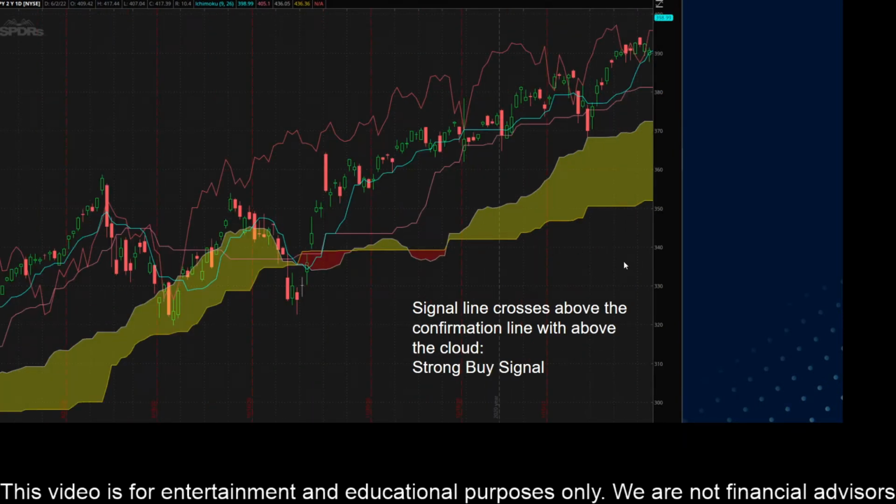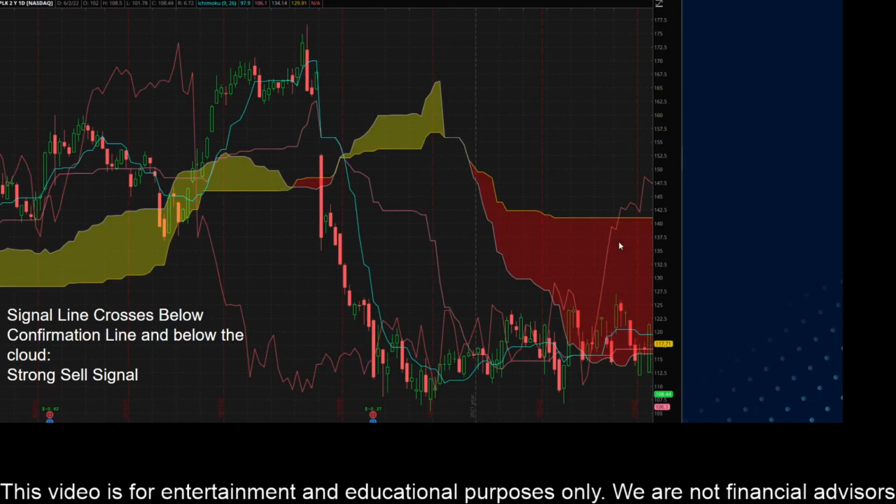Here we have the signal line crossing above the confirmation line, above the cloud. So here we go. This is a strong buy right here because we have that signal or blue line crossing above the pink confirmation line here, and that is happening above the cloud. Strong buy signal. And here we have the signal line crossing below the confirmation line, and that is happening below the cloud. Strong sell right here.